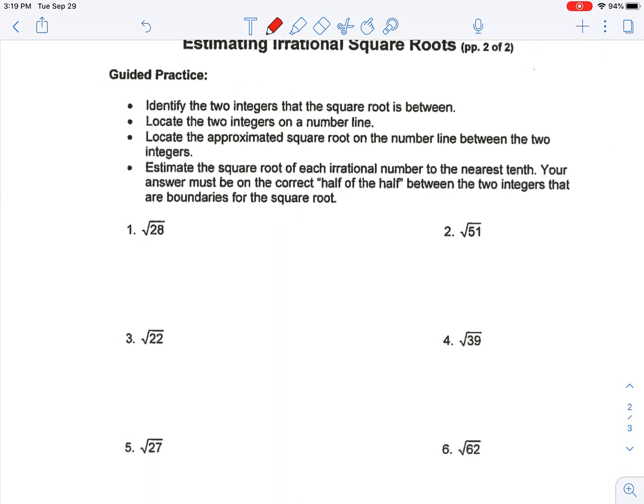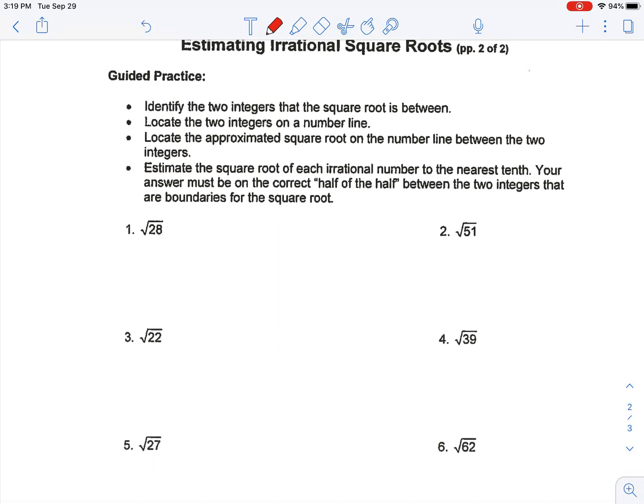Let's do a couple again. Let's look at number 1. If we have the square root of 28, between which two perfect square numbers is the square root of 28? I'm going to start with my number line. 28 is between the square root of 16, which is 4. Oh, actually it's not. It's between the square root of 25, which is 5, and the square root of 36, which is 6. Aha. All right, so halfway between 5 and 6 is 5.5.